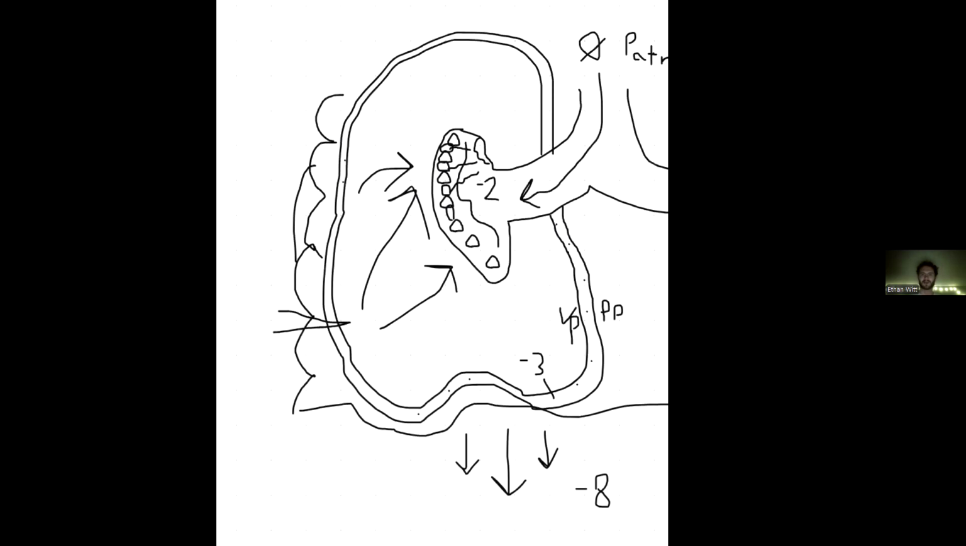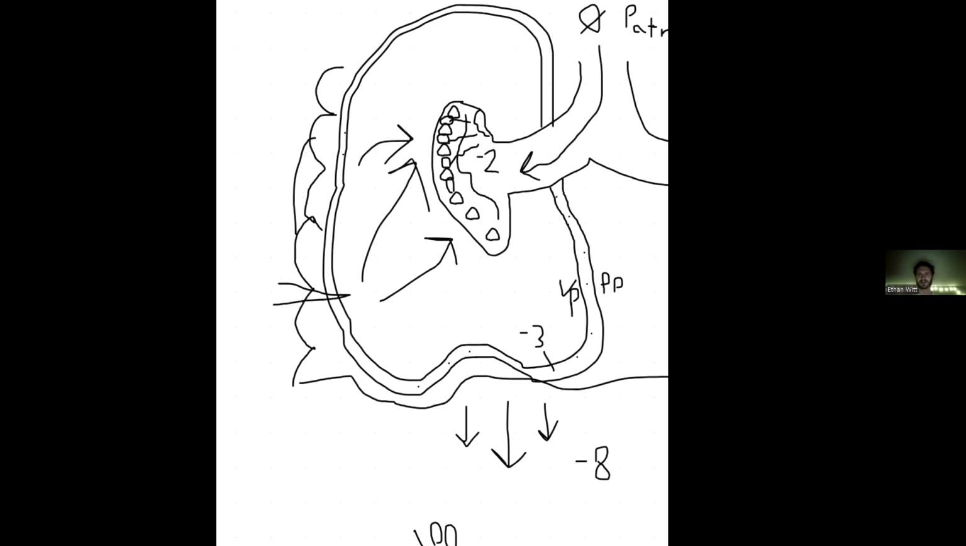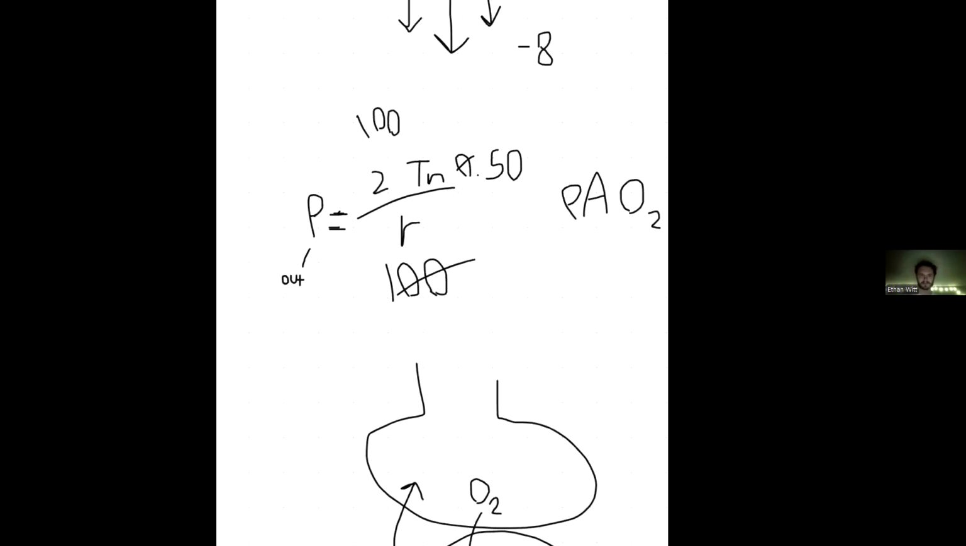The more contractile force that the water inside your alveolus is exerting, the easier it's going to collapse and force that air back out, this pressure out of the alveolus.